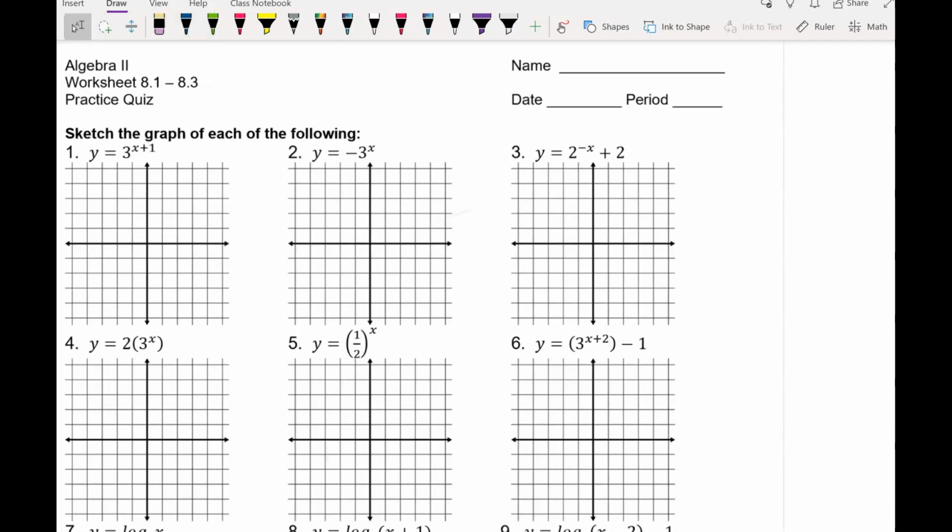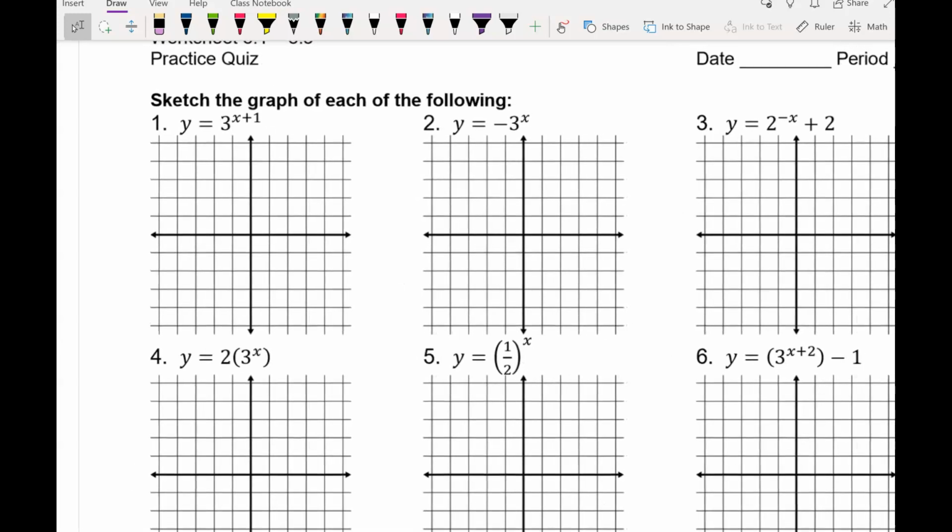This is a practice quiz. We're going to have our actual quiz on Friday, so I'm going to walk it through with you. Feel free to pause, skip, kind of jump around to whichever questions you feel you need help on.